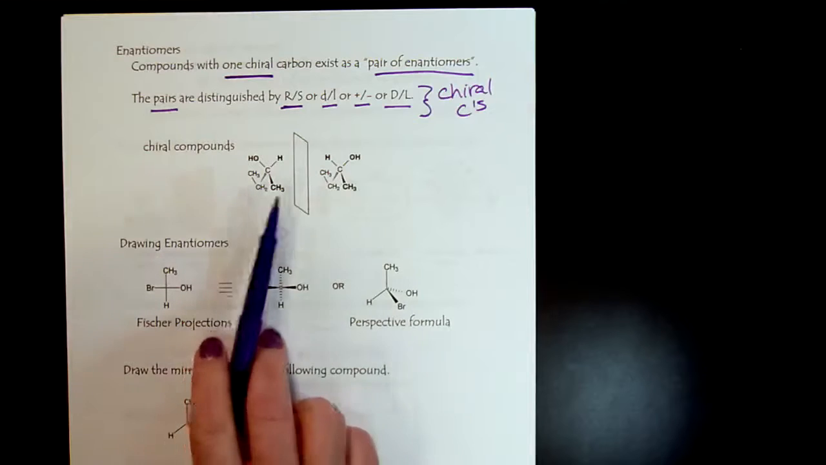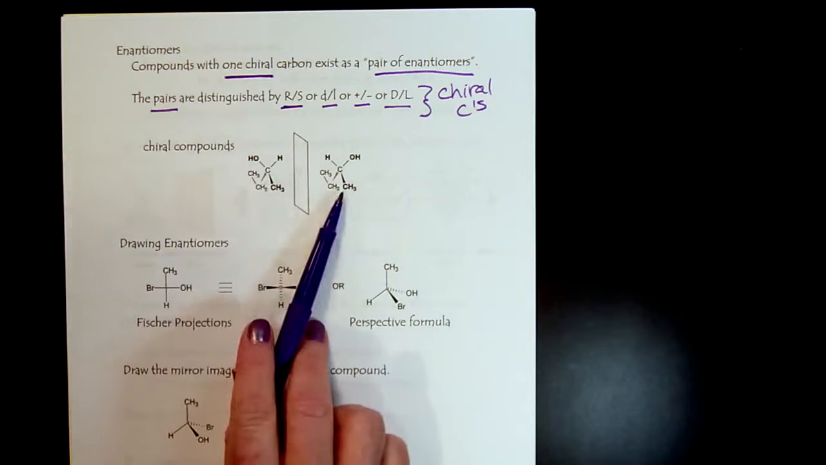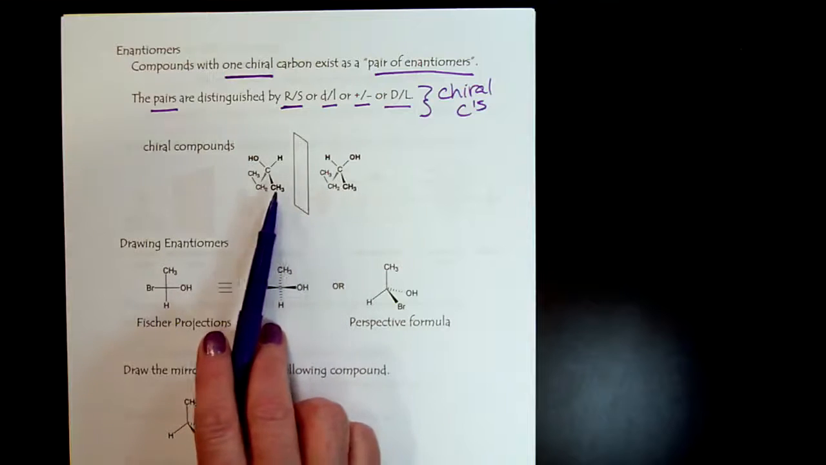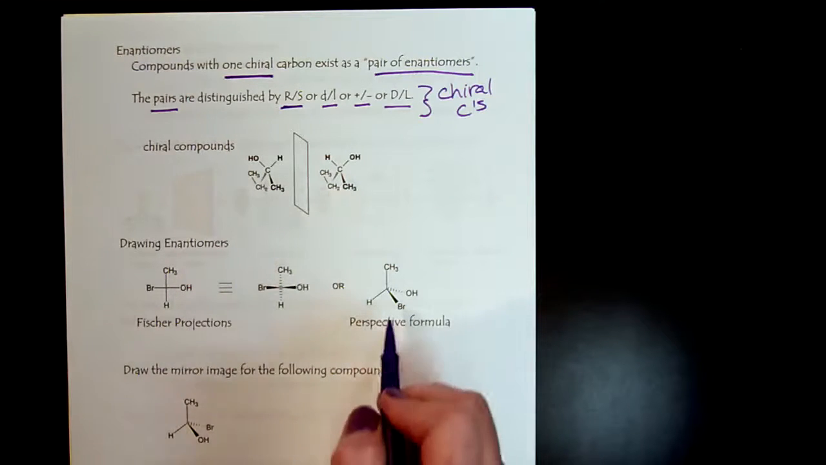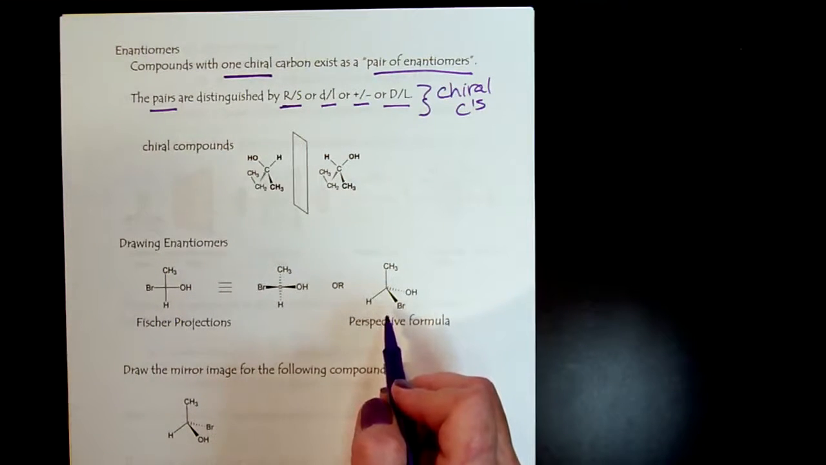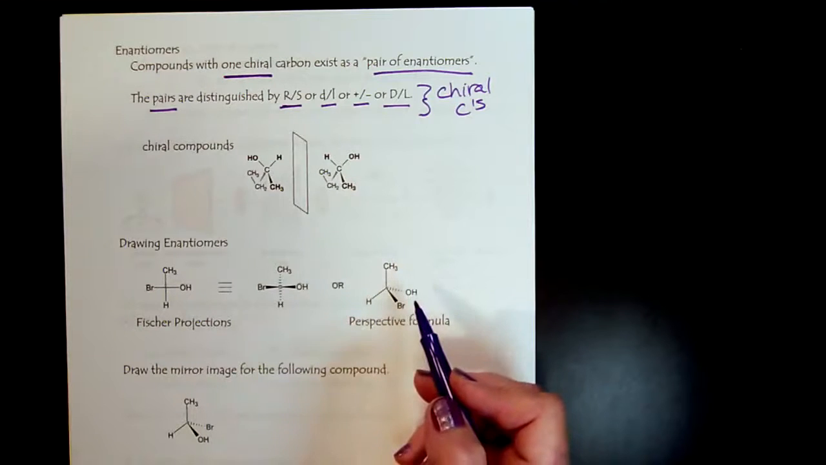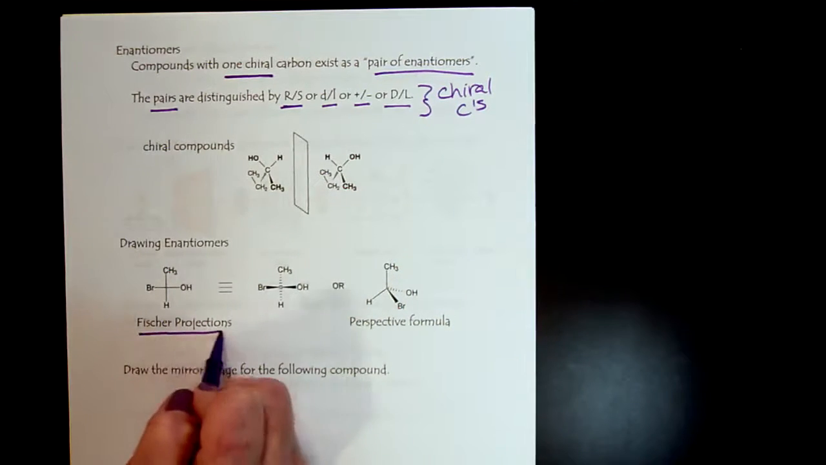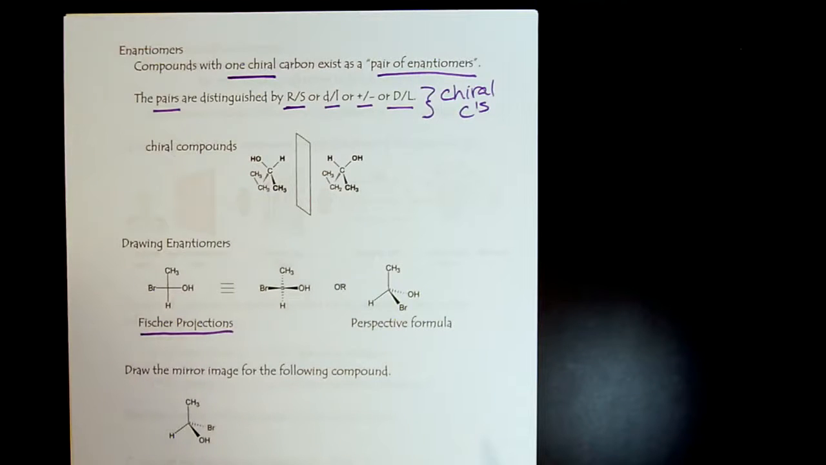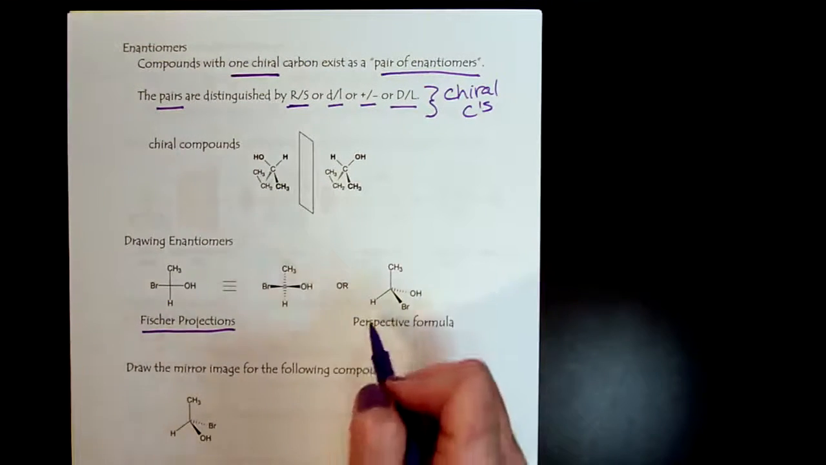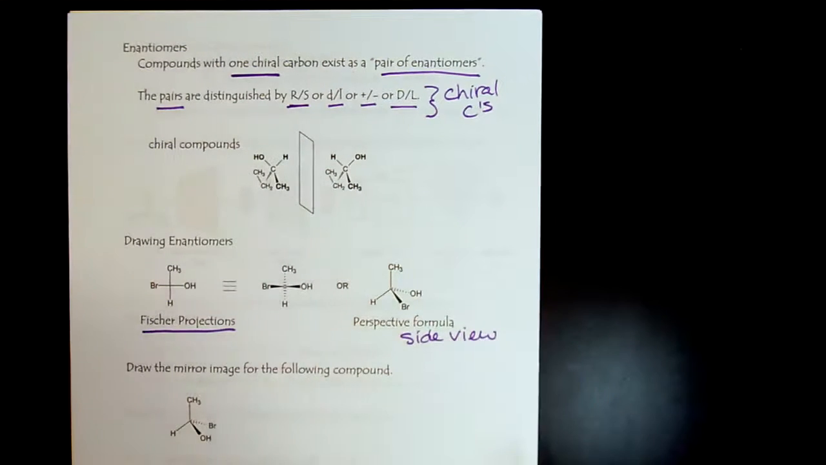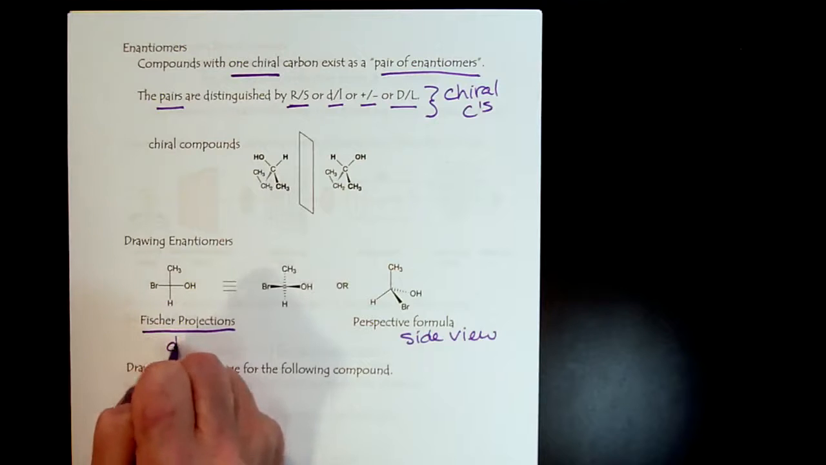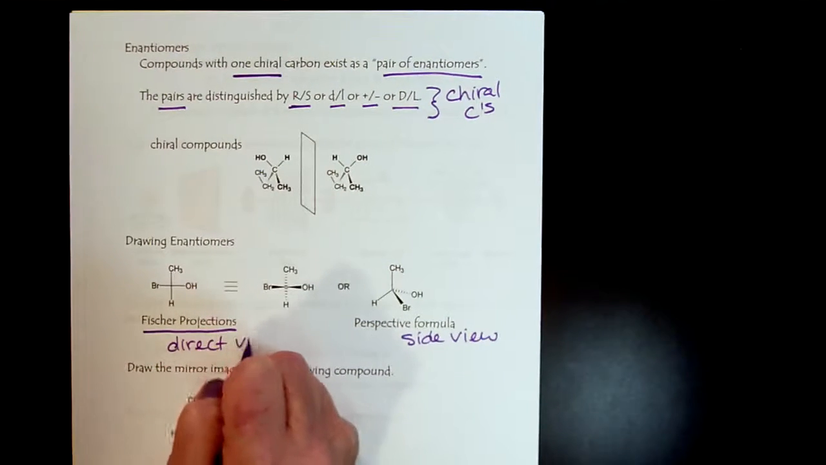And then here's the butanol. I did my best with the models, and we'll work together in class, that we see that we have the mirror image. And so we can use the perspective formula that we've been used to drawing to show the chiral carbons. And we're going to introduce a new type of drawing now. This is called the Fischer projection. With perspective formula, you could think of it as like a side view, looking at a profile. And with the Fischer projection, we can think of it as a direct view.